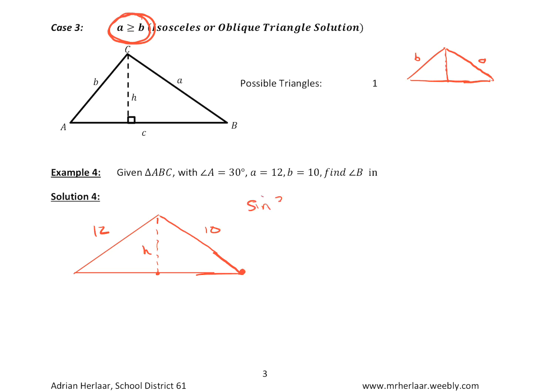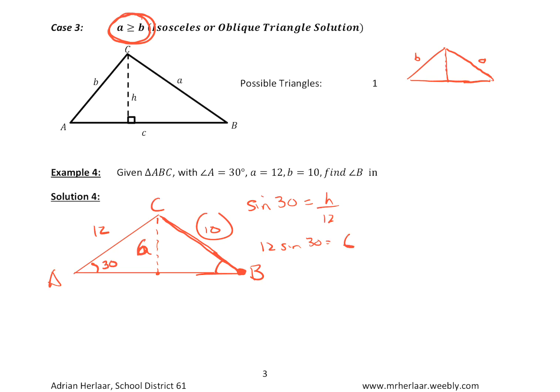Sine 30 is equal to H over 12. 12 sine 30 equals H. So 12 sine 30 is 6. So the height's 6. So this is way bigger than the height. So it's got to touch out here. So you've created this triangle. You have A, you have C, and you have this angle B over here. You know the height is 6. You know that this is 30.